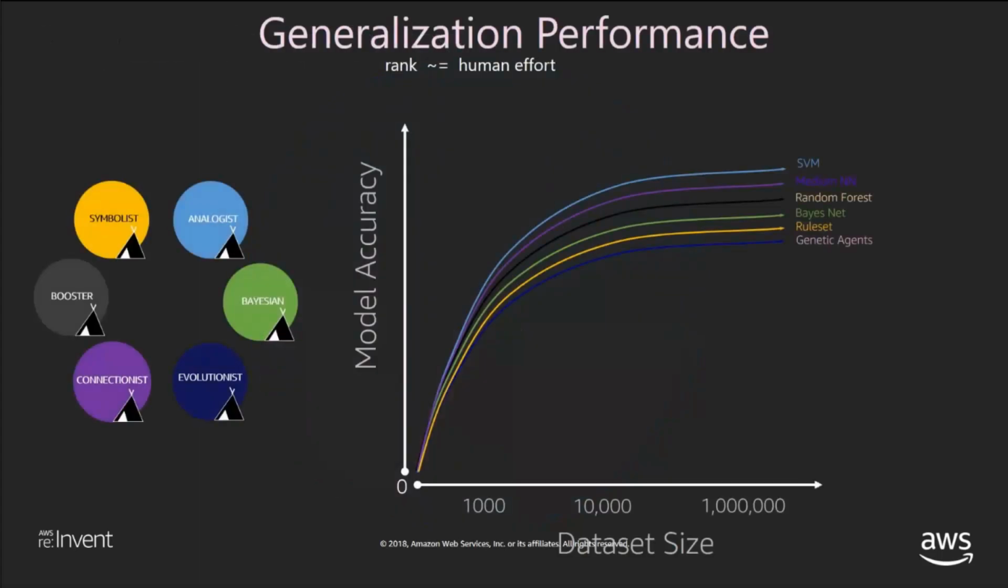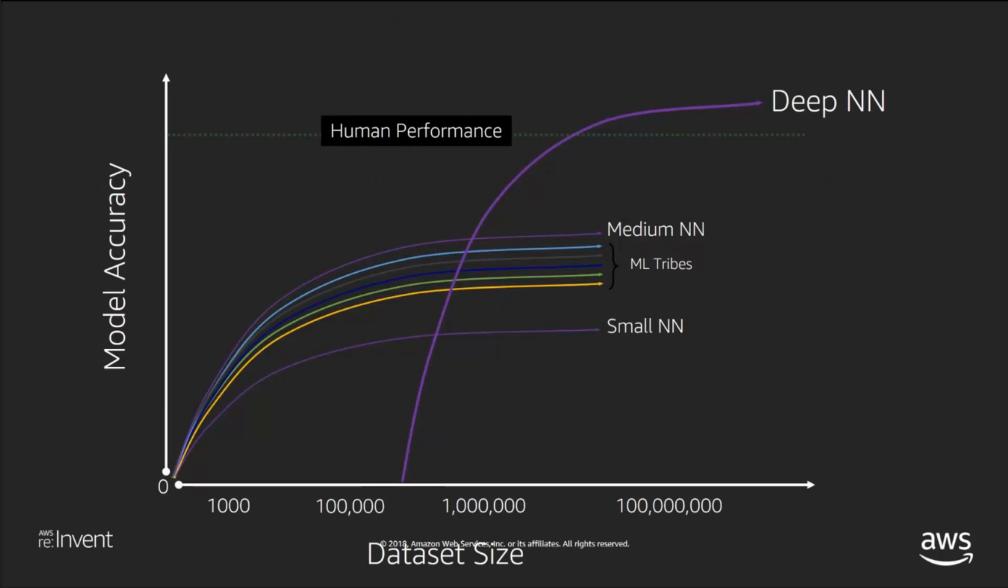What's really exciting about the machine learning field is that if you look at the traditional methods such as support vector machines, medium neural net, random forest, a lot of these so-called models have really done very well for people in the past. But what has really happened is the deep learning neural net has surpassed human performance for a lot of tasks, especially in the field of machine vision.